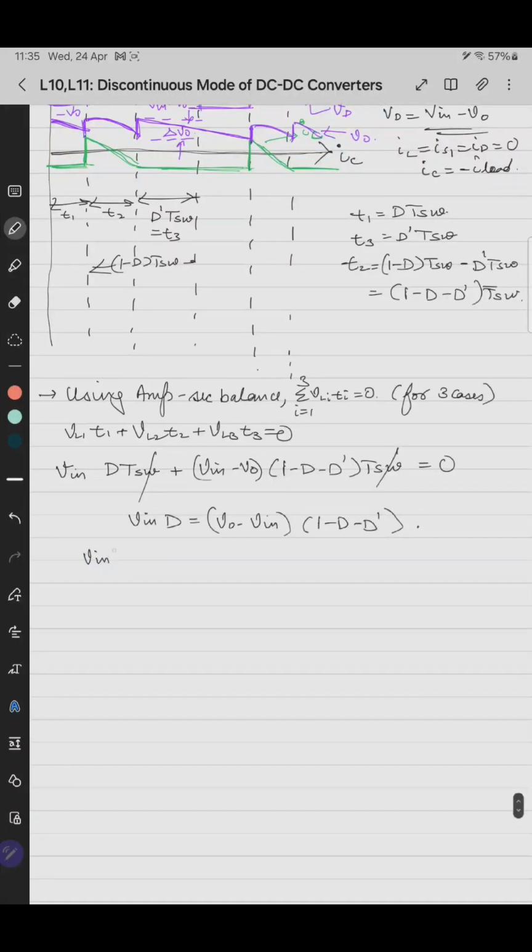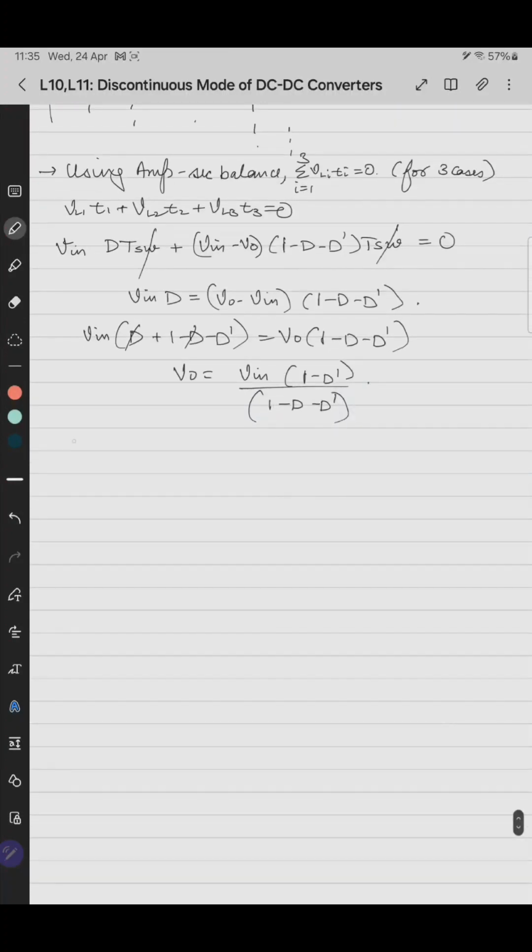So if you bring all V in terms to the LHS, it will be D plus 1 minus D dash equals V naught into 1 minus D dash. D by D will be cancelled. So V naught is V in into 1 minus D dash by 1 minus D dash, which means that M of D for discontinuous conduction mode, which is V naught by V in, is 1 minus D dash by 1 minus D dash. This is the expression.